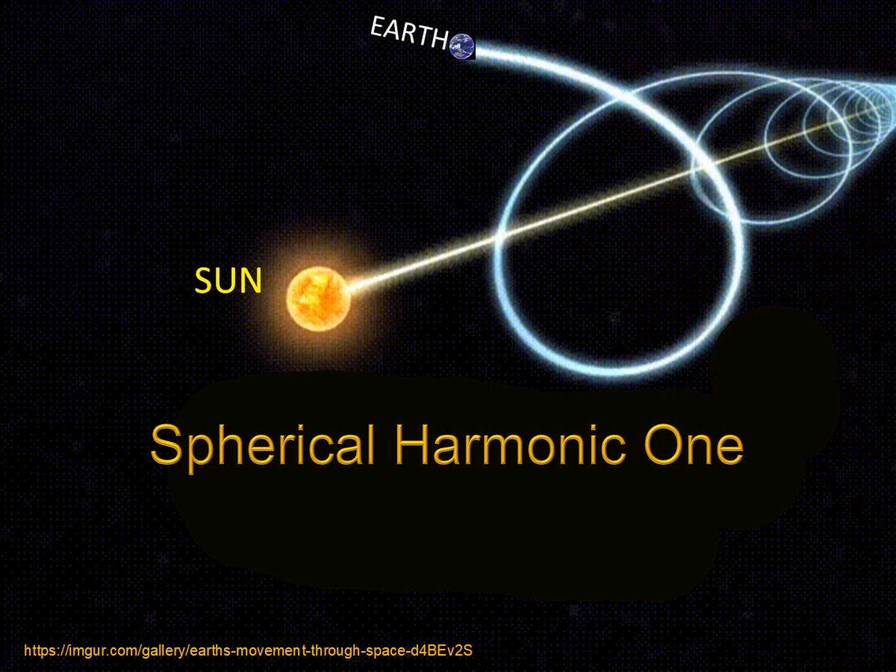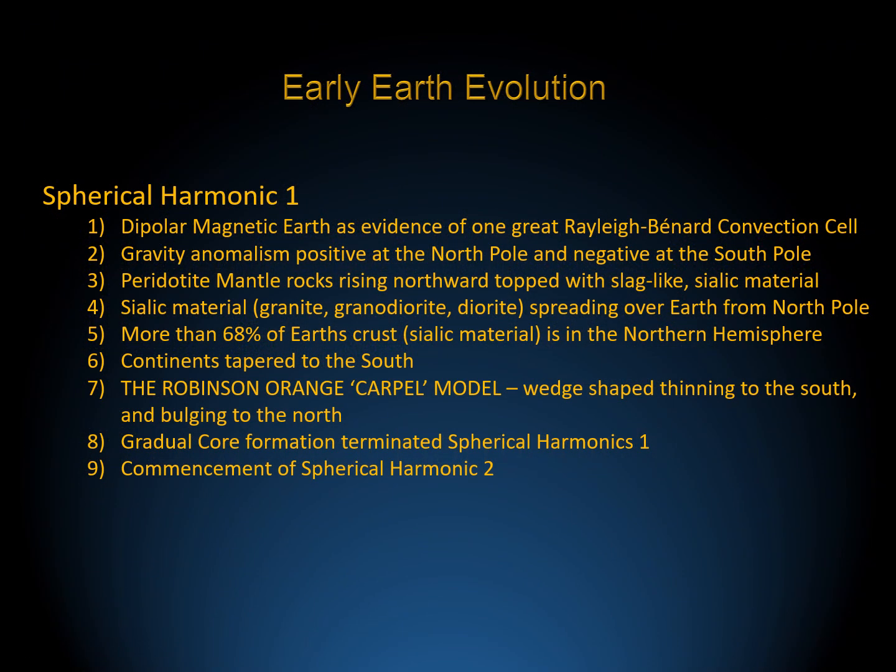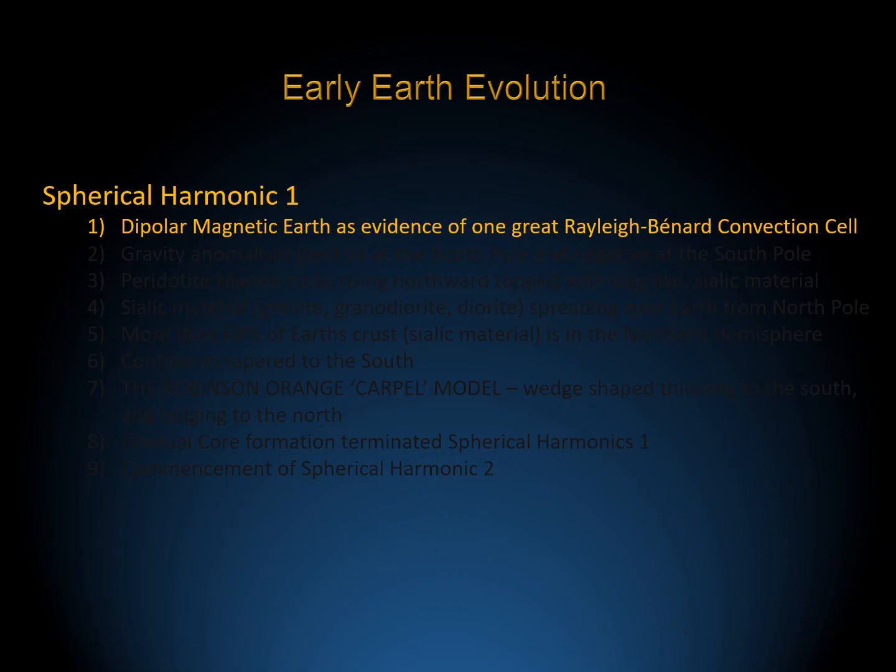Spherical harmonic 1. Listed here are the 9 lines of evidence converging and proving the presence of spherical harmonic 1 in early Earth evolution. Number 1. Dipolar magnetic Earth as evidence of one great Rayleigh-Bénard convection cell.